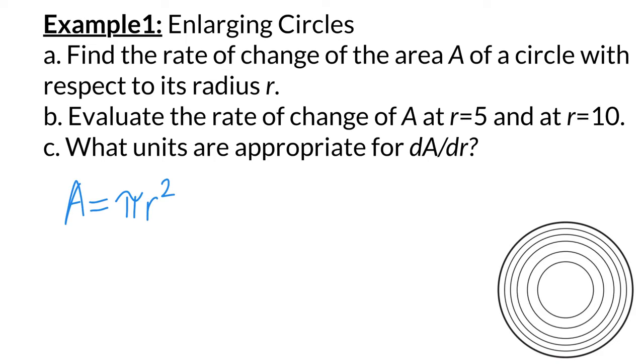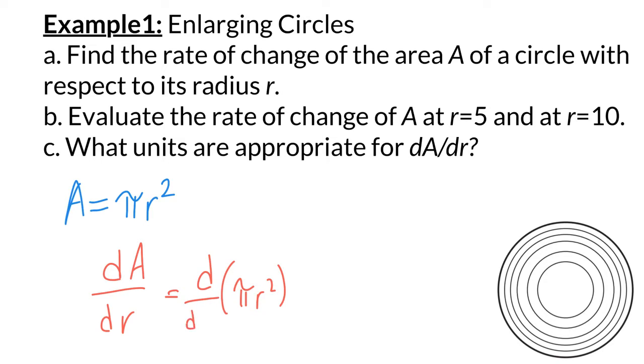Okay, so our formula for the area of a circle is area is equal to pi times the radius squared. So this shows how area is related to the radius. So if we calculate the instantaneous rate of change of A with respect to r, that means what we're going to do is we're going to find the derivative of A in terms of r. So we're finding dA/dr, the derivative of the function A, which is pi r squared, in terms of r.